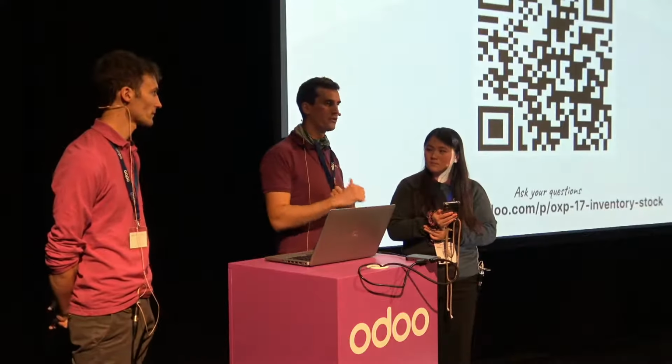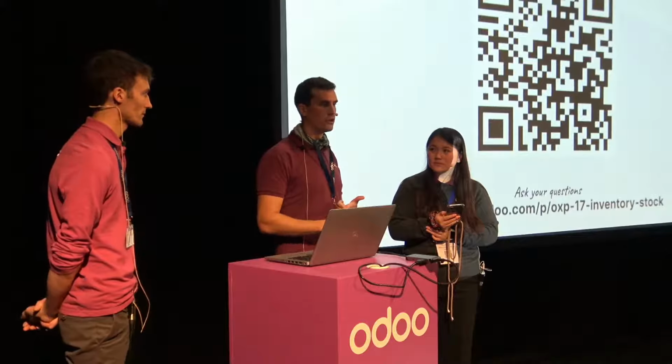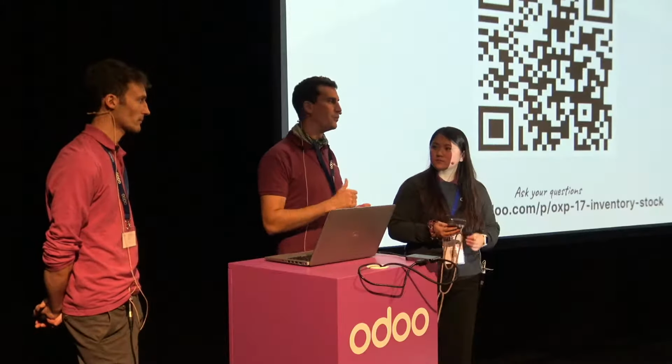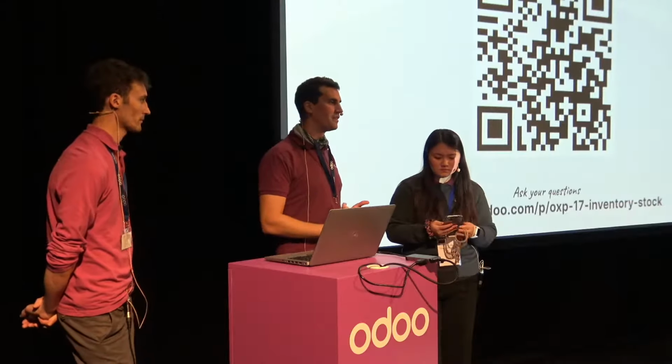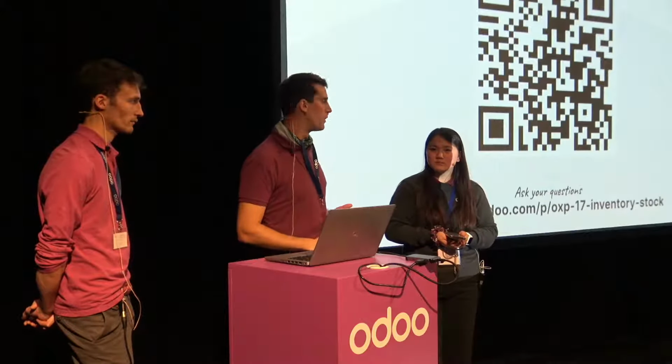So the order is first: if you specify the route in the sell order, or in the procurement itself, so in the values of the procurement, you can tell the route you want to use. It will take this one. After that, it will use the route defined on the product and the product category. And if it doesn't find one, it will use the route on the warehouse level.